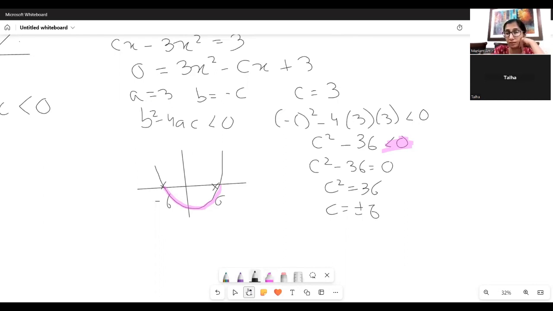Sorry, it was c, not x, in our inequalities question. So c is less than 6. C is between 6 and minus 6 basically. This would be the answer.